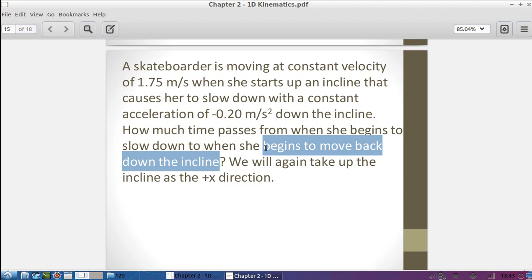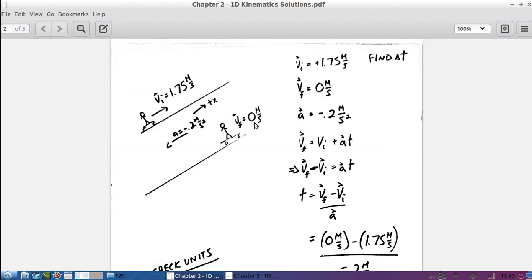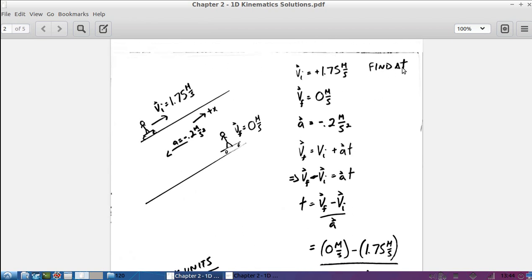So I've got a v initial. What's my v final? My v final is 0. When she gets to max height, that's when she stops moving up the incline and she begins to move back down. So I'm going to say v final is 0. Right? So I've got a good v initial, which is positive, a final velocity, which is 0, a negative acceleration, and again, I'm looking for t.